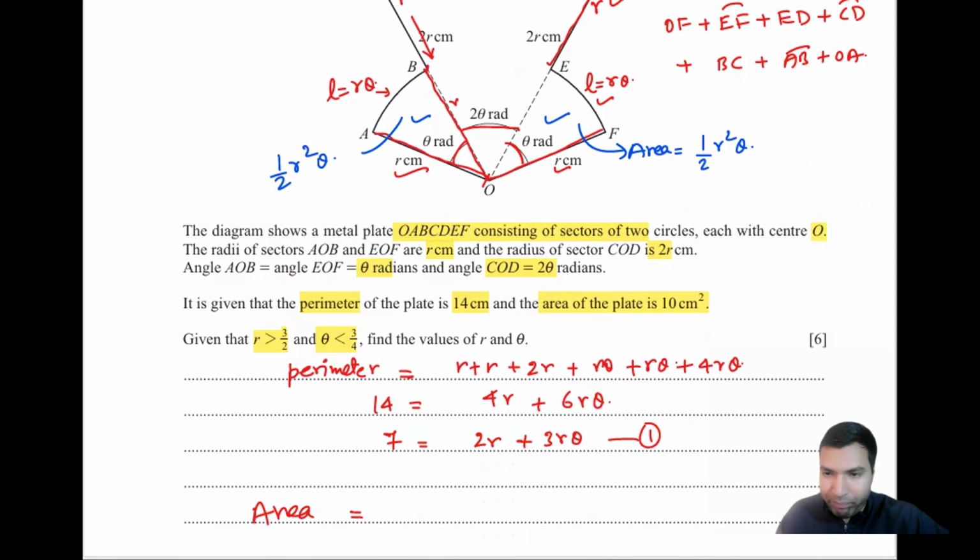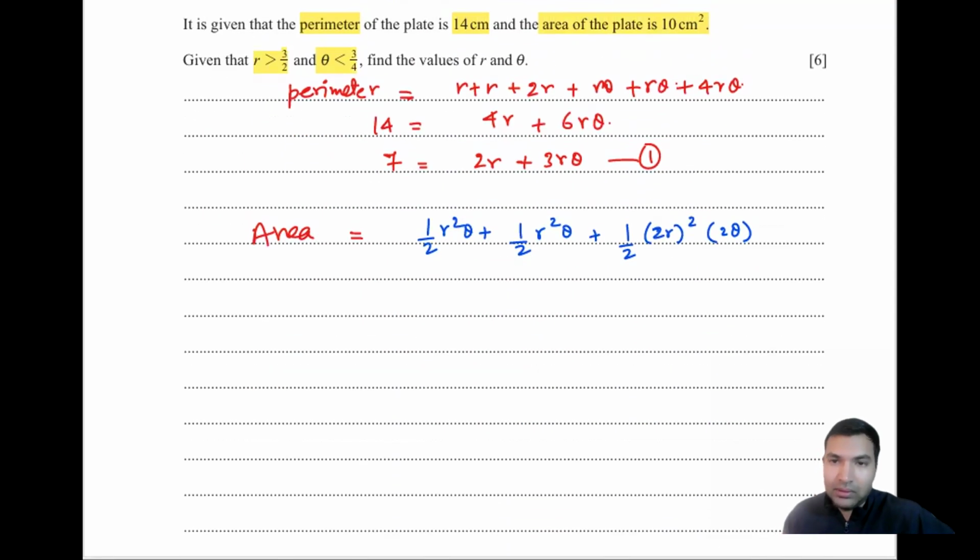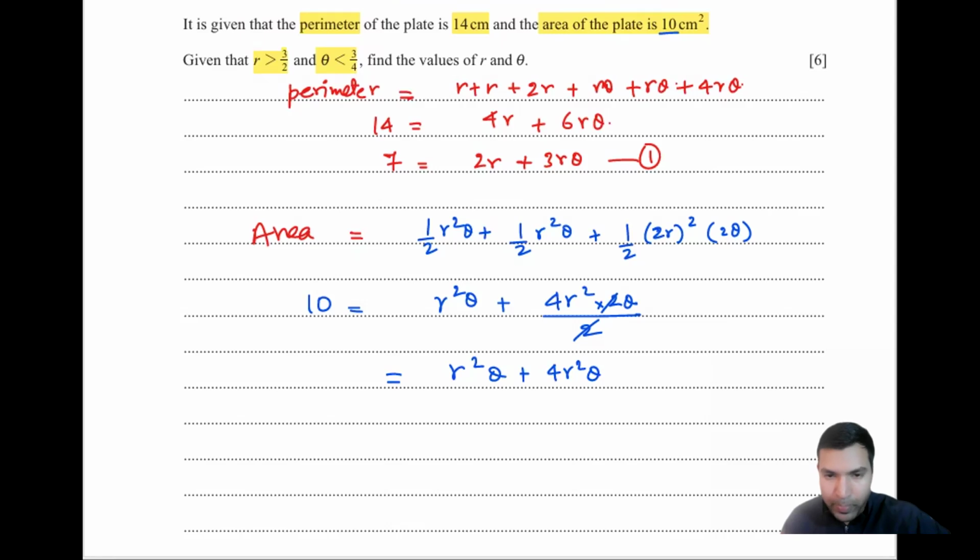Okay, so now I'll write it down. Half R square theta plus half R square theta plus half 2R whole square times 2 theta. Got it? So now what is the area given to us? That's 10 centimeter square, so I'll write 10 here. Half R square plus half R square will become R square theta, plus 2R square completely gives you 4R square times 2 theta over 2. 2 and 2 cancel out. We finally get R square theta plus 4R square theta, which is 5R square theta equal to 10. And that is my second equation.